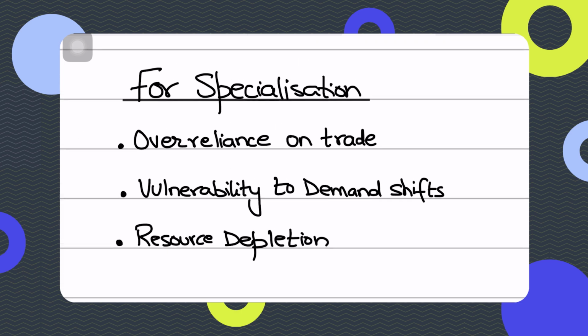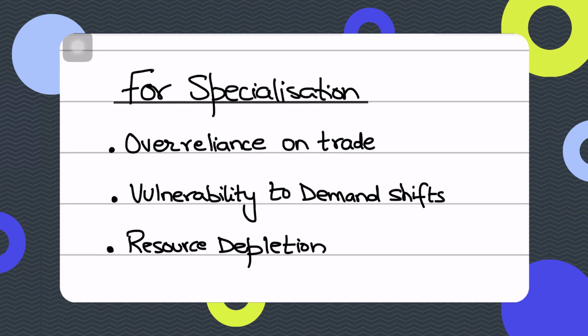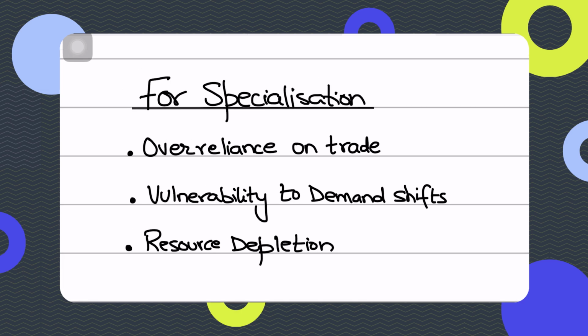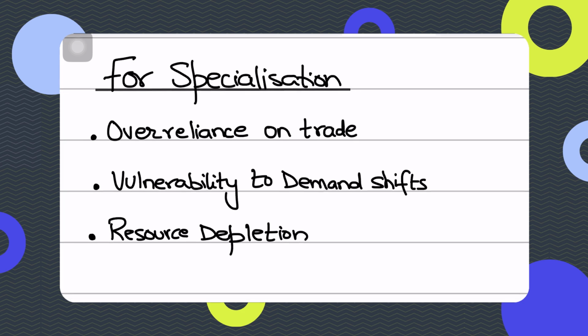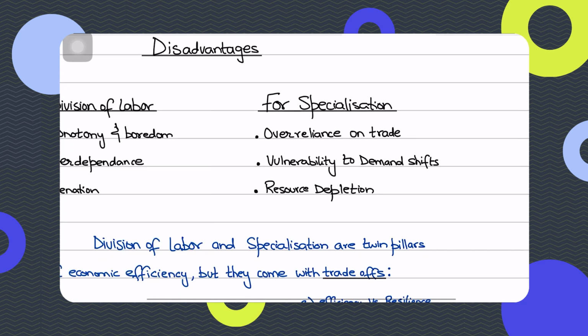Also, resource depletion, because regions, industries or countries that are specializing in a particular product may over-extract resources, resulting in exhausting their natural endowment and natural factors of production that are responsible to produce that good. So it might result in this resource depletion, right? So these are basically the disadvantages.